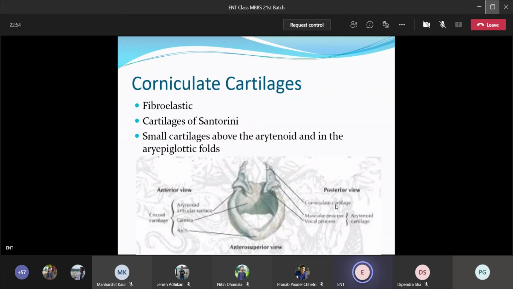Now come to the corniculate cartilage, which is shown in the diagram. It is a fibroelastic type of cartilage, the cartilage of Santorini, a small cartilage above the arytenoid in the aryepiglottic folds. The diagram shows the anterior view and the posterior view.